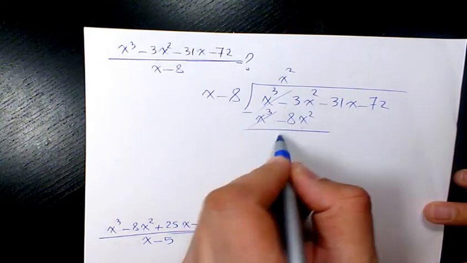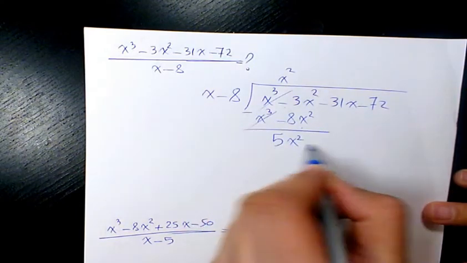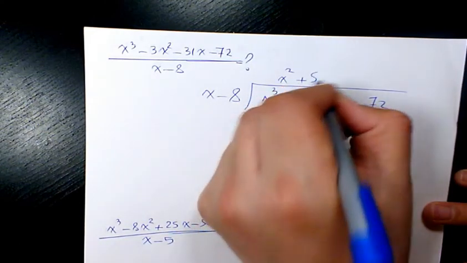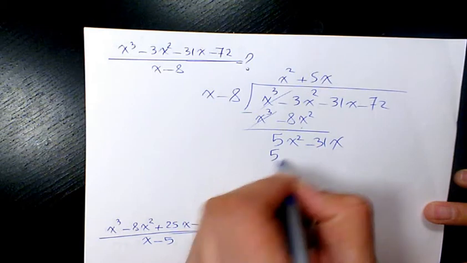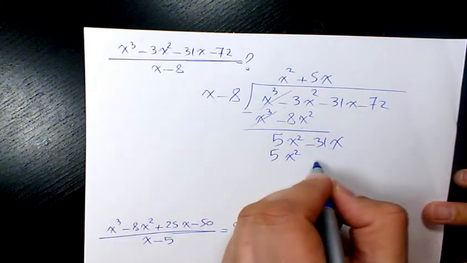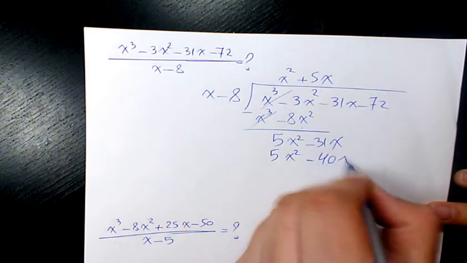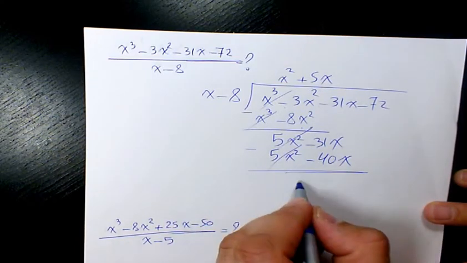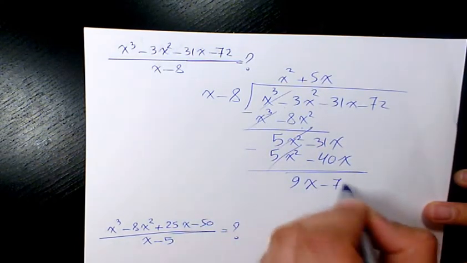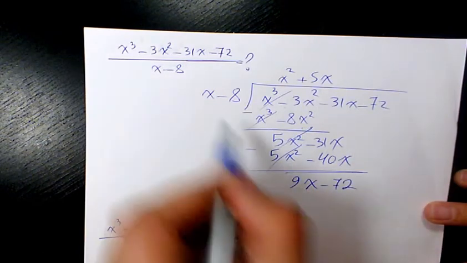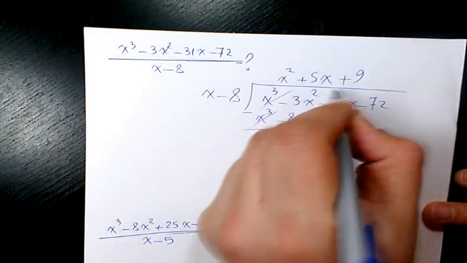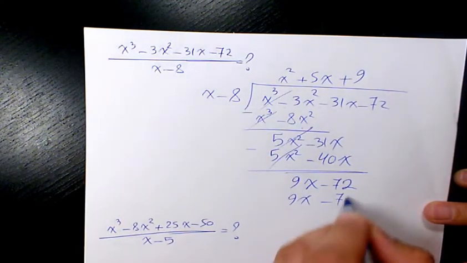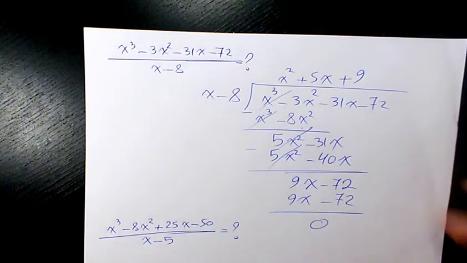So 8 minus 3, 5x squared. You bring the next number down. 5x squared divided by x is going to be 5x. 5x times x, 5x squared. 5x times negative 8 is going to be negative 40x. When you subtract it, these two cancel out, and we have 9x minus 72. 9x divided by x is going to be 9. 9 times x, 9x. 9 times negative 8, negative 72. When you subtract it, this is going to be 0.